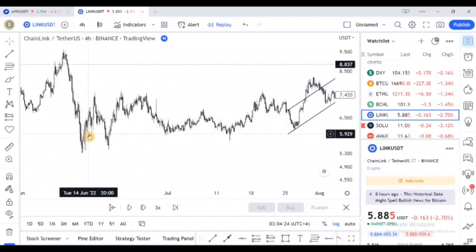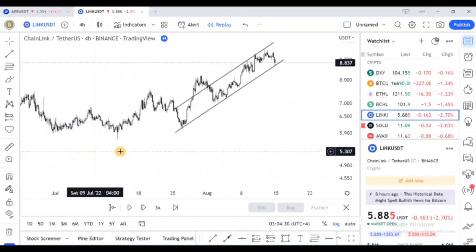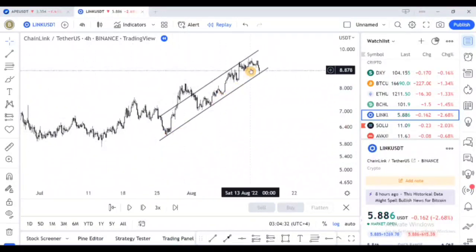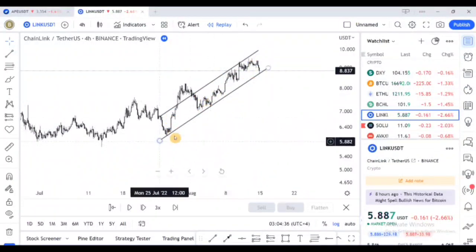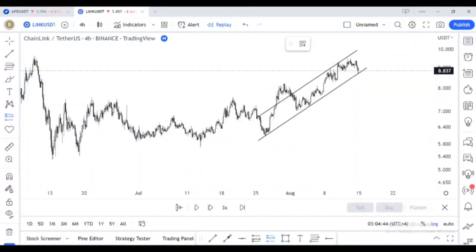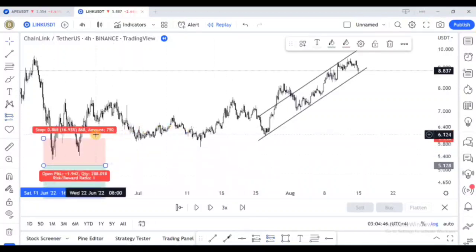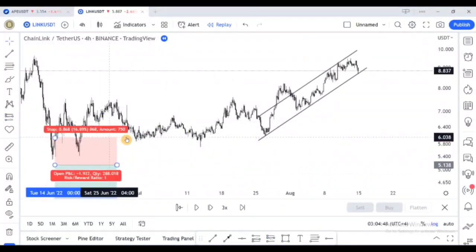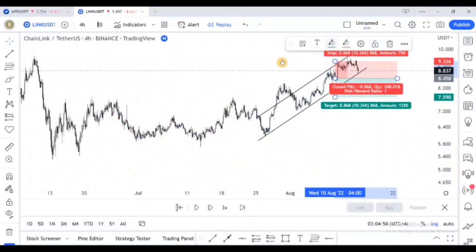From here to here, there was a downtrend, right? Then within a short period of time, we start seeing a pump. The pump builds up into what is called a rising wedge and creates this channel. So once it creates this channel, what I'm going to do as a trader is enter this trade here.